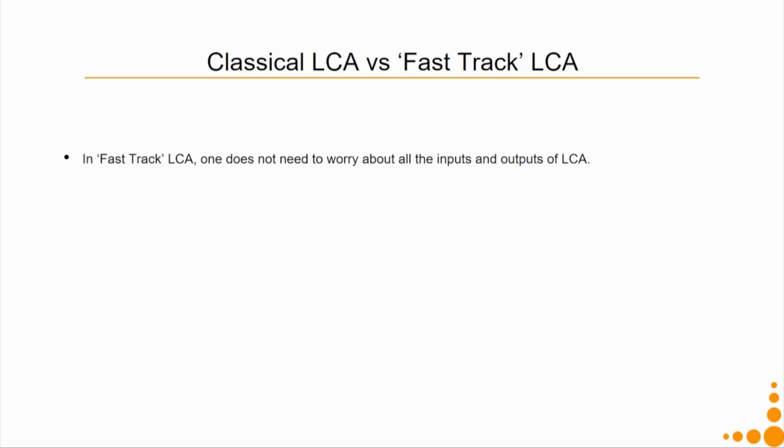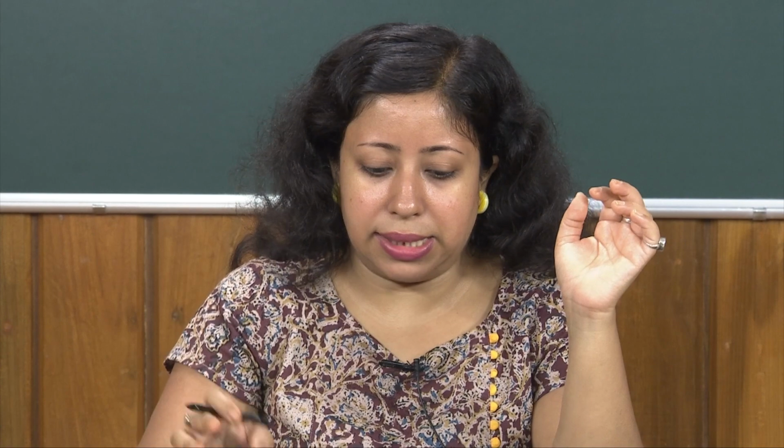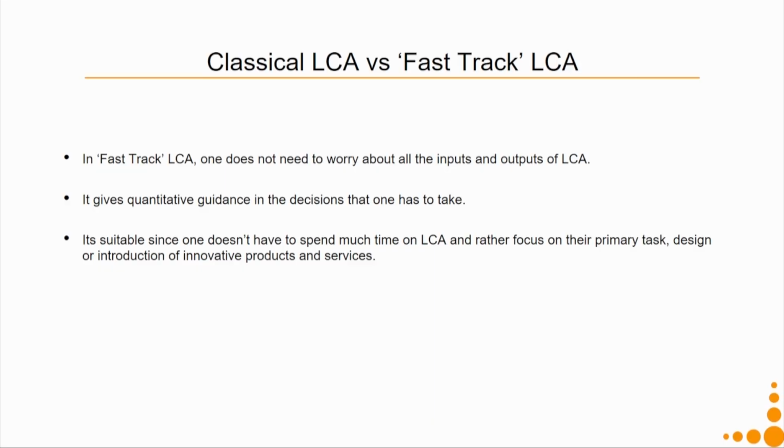In fast track LCA, one does not need to worry about all the inputs and outputs of a life cycle assessment. We need to worry about very few of them. What they are, I will come to them. It gives us quantitative guidance in the decisions that one has to take. So, you can say from product A to product B, this much environmental burden is less. So, you get quantities, how much is less. It is suitable since one does not have to spend much time on LCA and can rather focus on their primary task, which is design or introduction of innovative products and services.